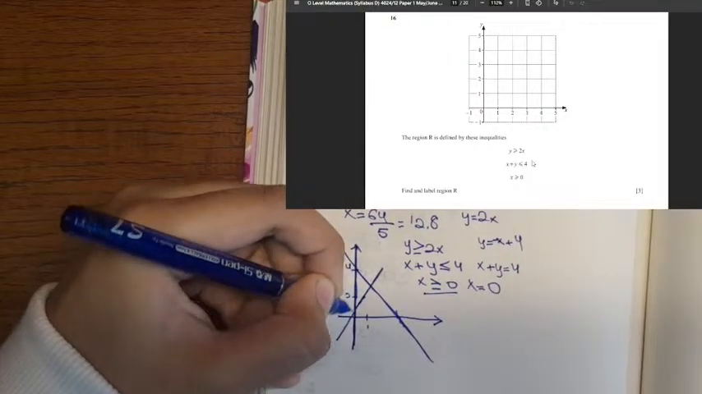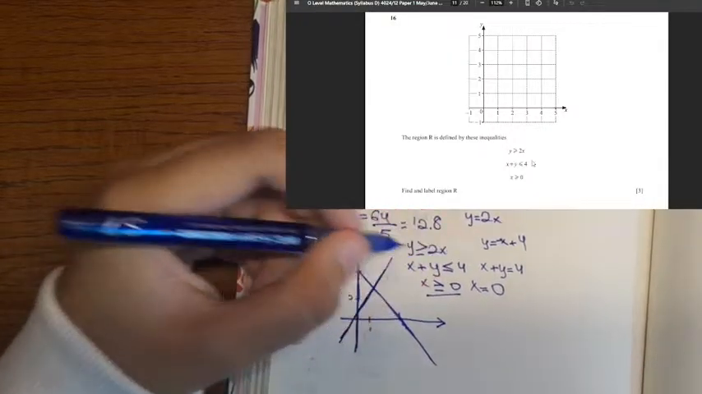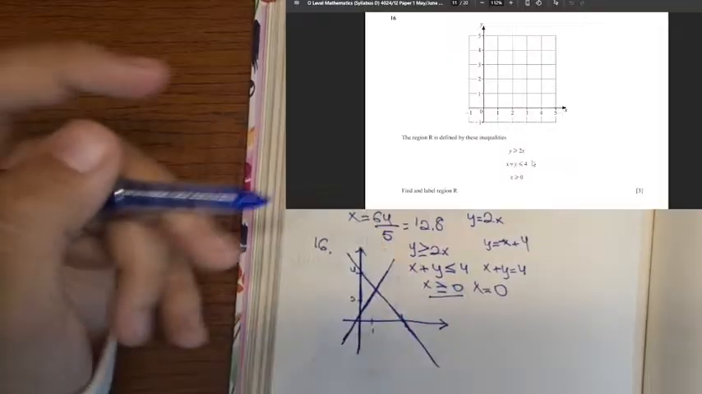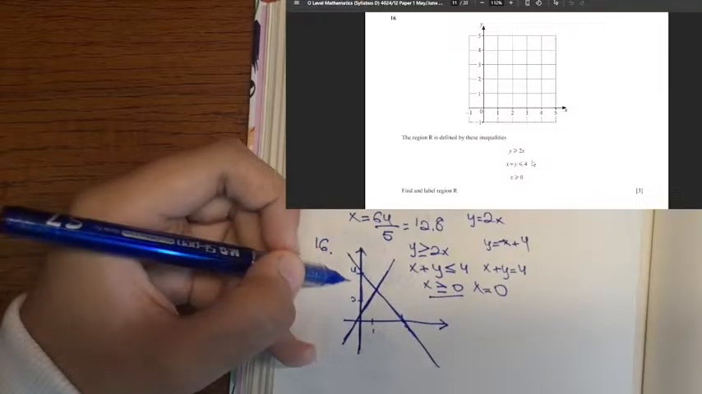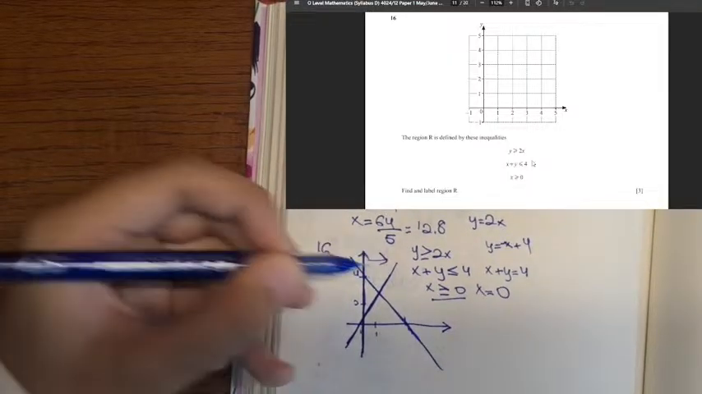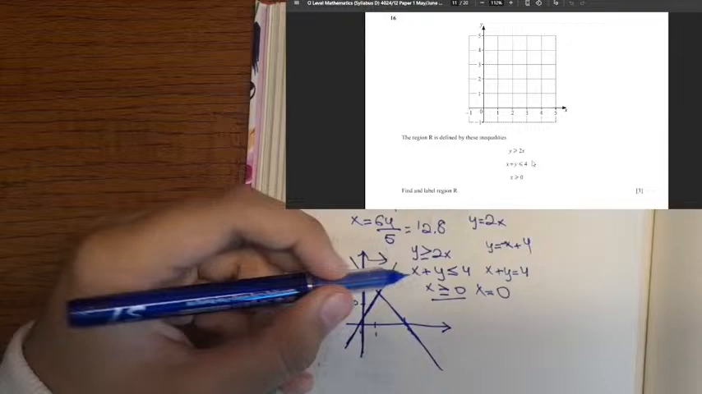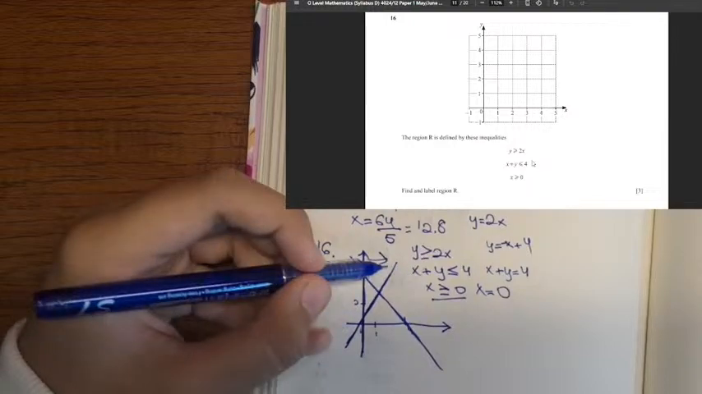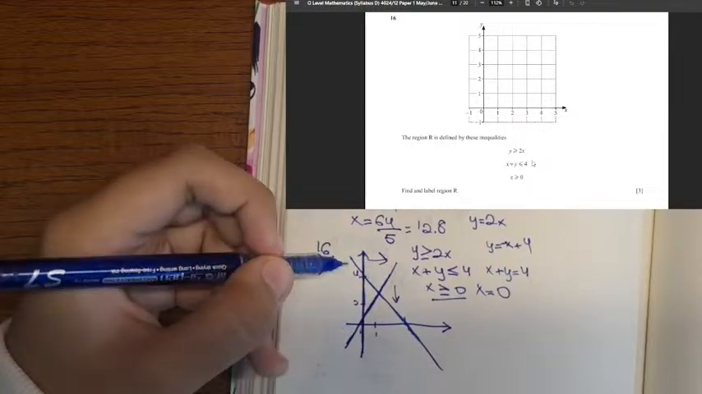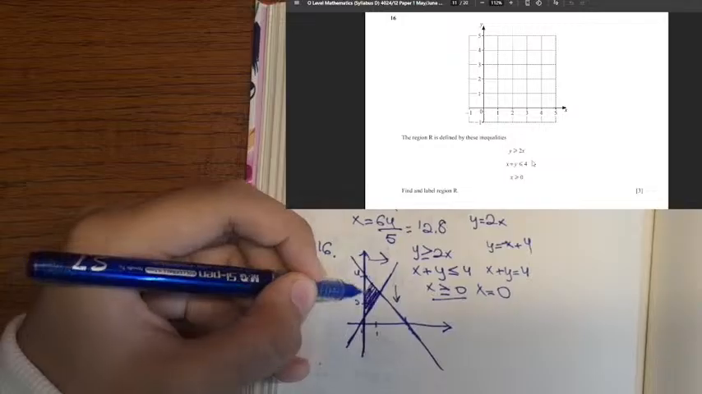So now we have all of these lines that are plotted: y is equal to 2x, y is equal to minus x plus 4, and x is equal to 0. Well, x is greater than or equal to 0 would mean everything to this side of this line. x plus y is less than or equal to 4 would mean everything to the bottom of this line, and y is greater than or equal to 2x would mean everything to the top of this line. So this is the region that is being selected when we shade all of those.